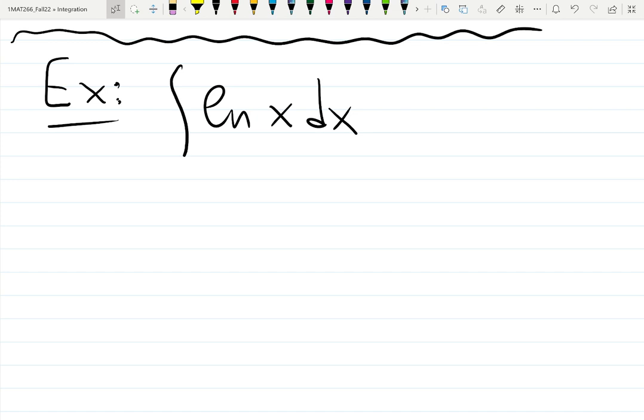Integration of logarithmic function requires integration by parts. But I just mentioned that integration by parts needs to have a product of two things. We are undoing the product rule. So where is the product? I didn't see a product. It's log x. Yes?